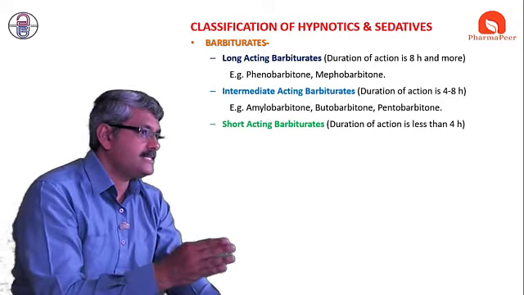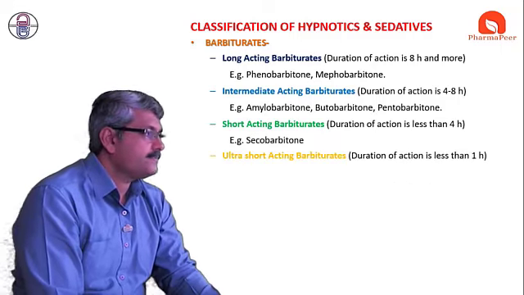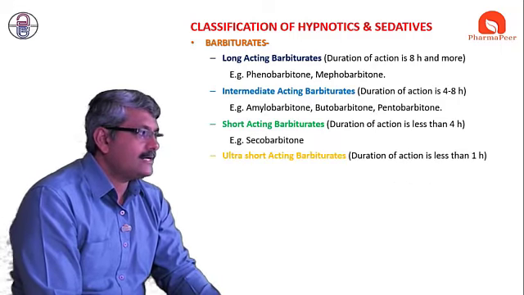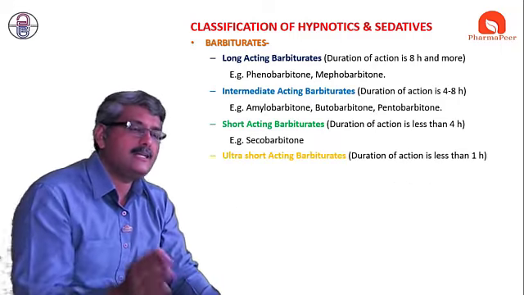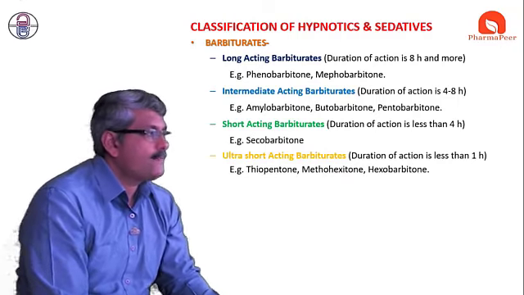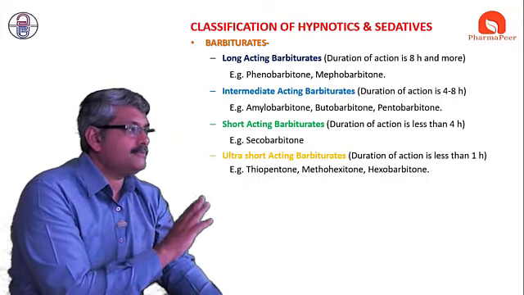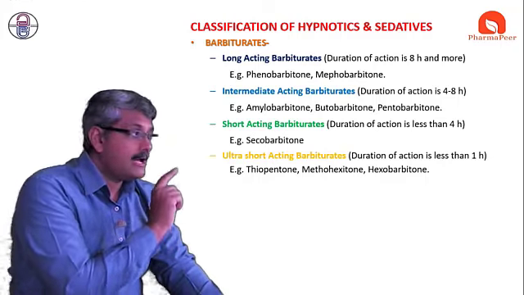The duration of action is less than 4 hours. Example is secobarbital. Third one is ultra-short-acting barbiturates, which have action less than 1 hour. Examples are thiopental sodium, methohexitone or hexobarbitone. This is an example of the barbiturates.